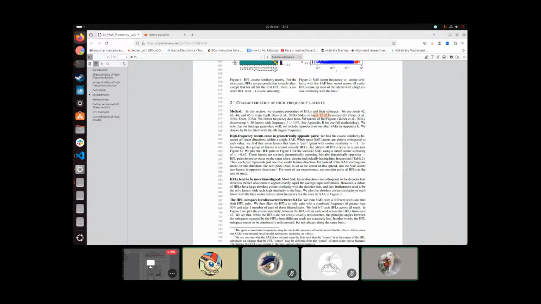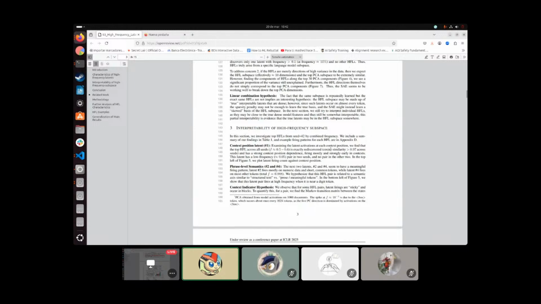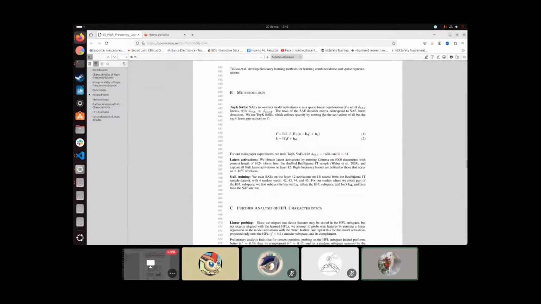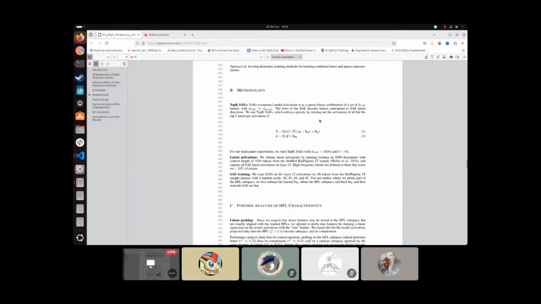So maybe they mention it, maybe it's explained in Appendix B. I'll check it for a moment. Okay, but usually they mention if it's an attention activation.